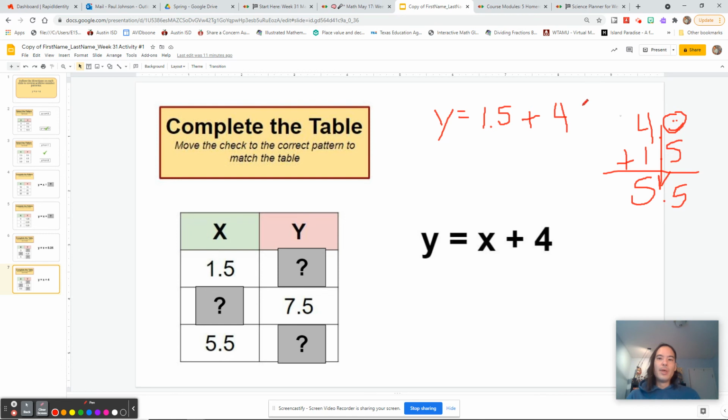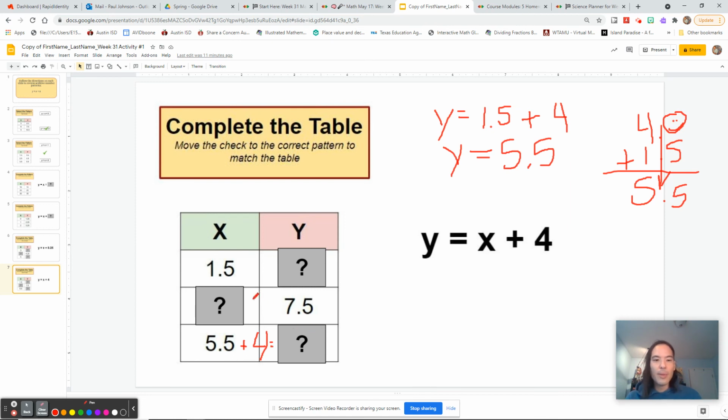So, as you can see, if we did this one, y is equal to 5.5, or 5 and 5/10. Or if you're thinking about money, this is $1.50. $1.50 plus $4 is $5.50. What plus 4 equals 7.5? 5.5 plus 4 equals what? And that's what you're going to answer right there.